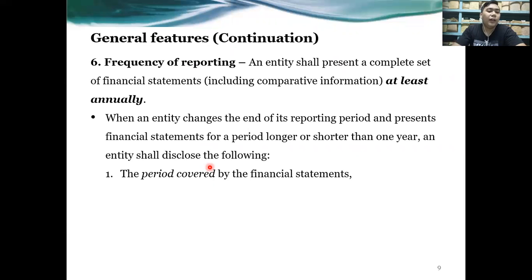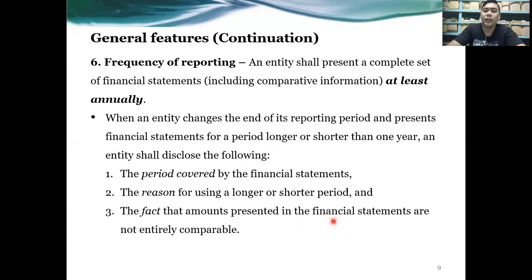So when an entity changes the end of its reporting period, for example, from calendar year, okay, then nag-change siya into fiscal year, bala yung calendar year, di ba? When we say calendar year, nag-start sa January, ga-end sa December. While ang fiscal year, nag-start sa any month of the year, and nag-end siya 12 months after sang ila nga start sang ilang fiscal year. Okay, for the change, an entity shall disclose the following. First, the period covered sang financial statements, the reason for using a longer or shorter period, and the fact that amounts presented in the financial statements are not entirely comparable.